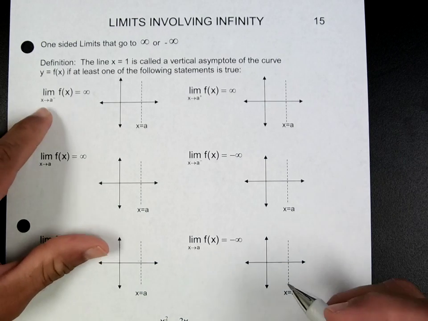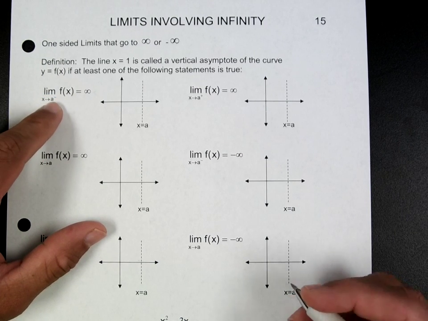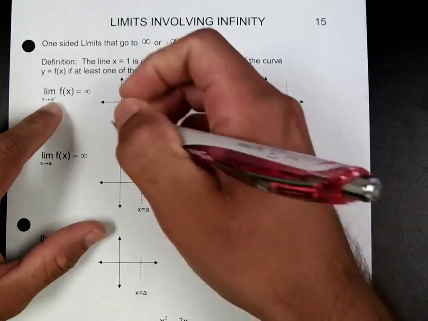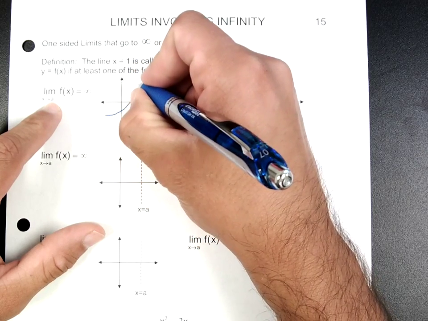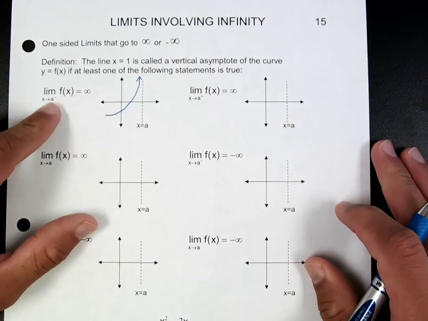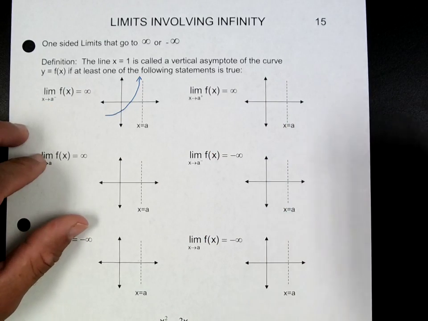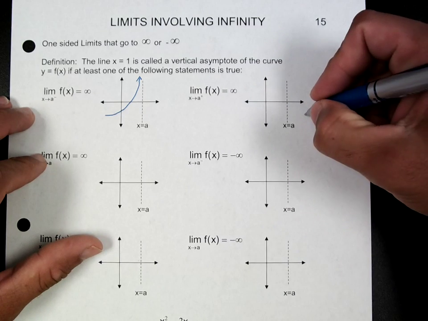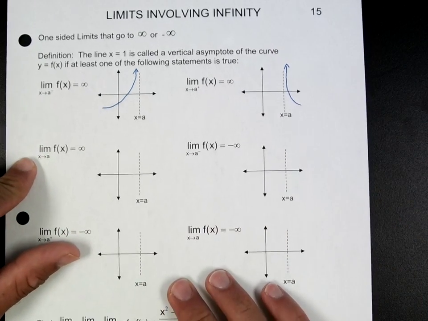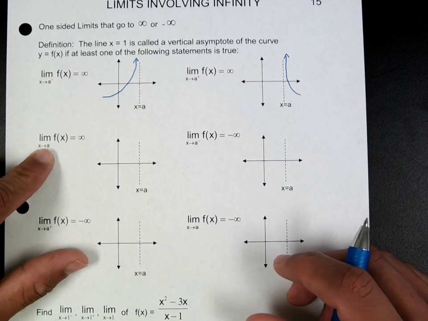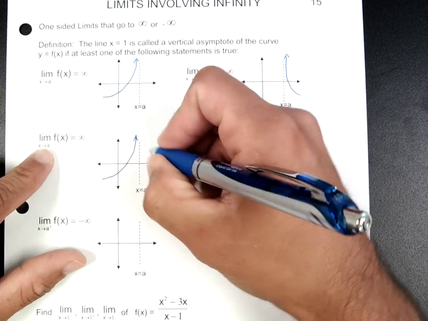If you have the limit of f of x as x goes to a from the left, notice that it's telling you here that it goes to infinity. I don't really know where it starts, but I know that I'm going to go up forever like that. Also, if you have the limit as x goes to a from the right side, you also go to infinity, and therefore the limit of f of x as x goes to a would be infinity. That basically means both sides would be going up.